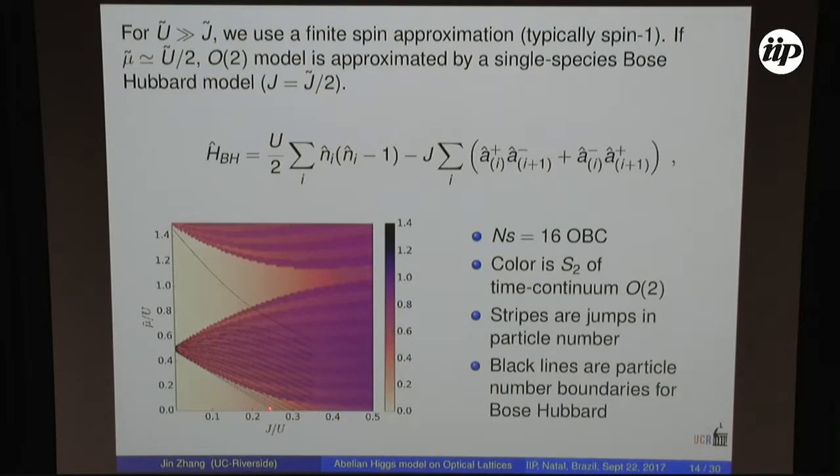We want to know how good this approximation is. So we calculate the second order Renyi entropy for the O2 model and this single species Bose-Hubbard model for 16 sites, open boundary condition.